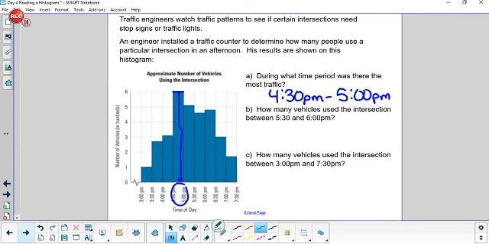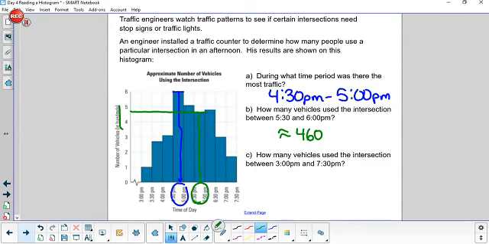How many vehicles use the intersection between 5:30 and 6? So here's our 5:30 and 6. Here's our bar for that. We come over, and remember this is numbers in hundreds. So we're between 400 and 500. It's a little over half, so we can approximate it at about 460 vehicles.